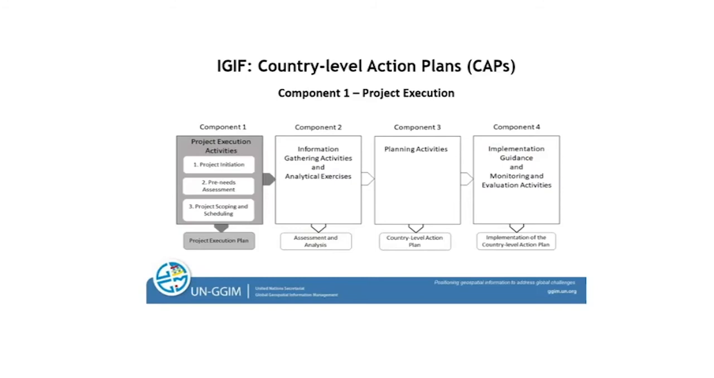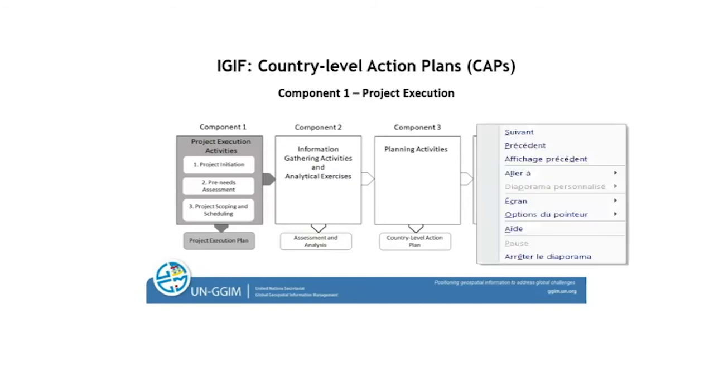Component 3 is about planning activity, and is really to provide the country level action plan. It provides information, implementation guidance, and monitoring and evaluation, at least to have some agreed indicators to evaluate the success or the failure of the project.